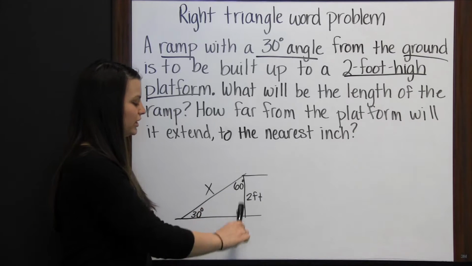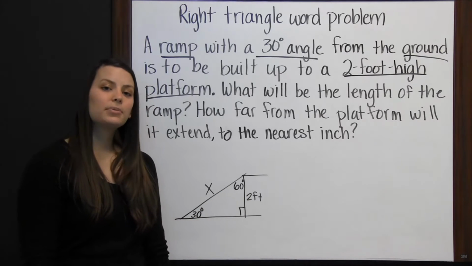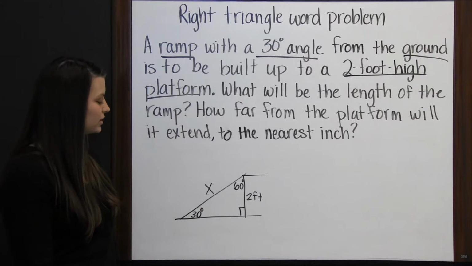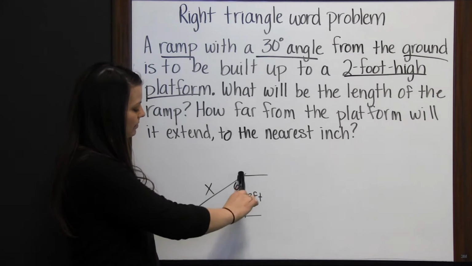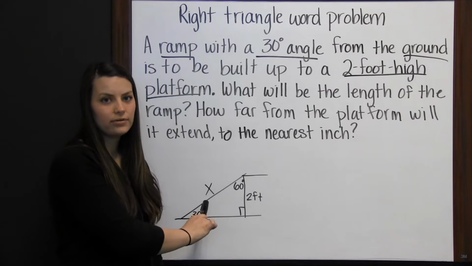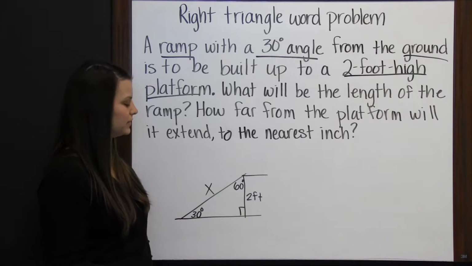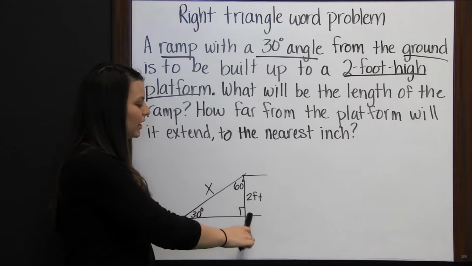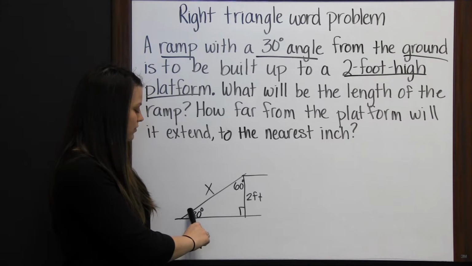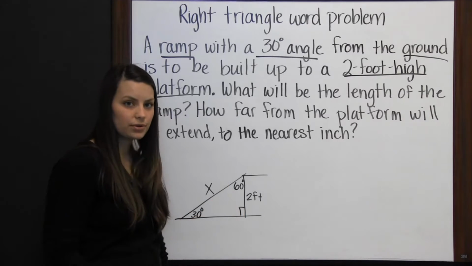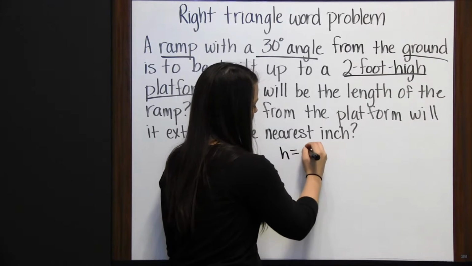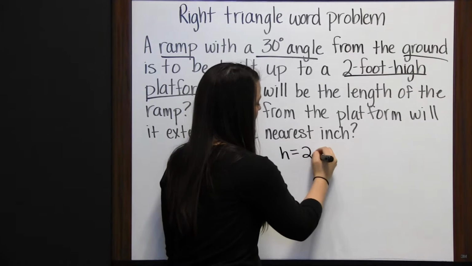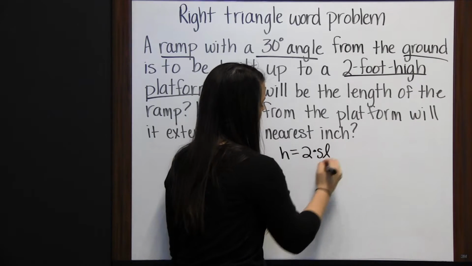Now that we know it's a 30, 60, 90 triangle, we can apply our 30, 60, 90 rules to finding the length of our ramp. Our ramp is across from the 90-degree angle, therefore that's our hypotenuse. The leg we know is across from the 30-degree angle, so it's our shorter leg. And the hypotenuse of a 30, 60, 90 triangle is twice as long as the shorter leg.